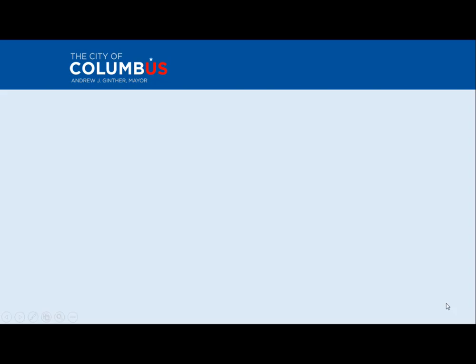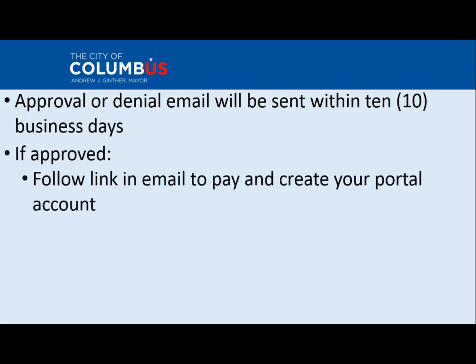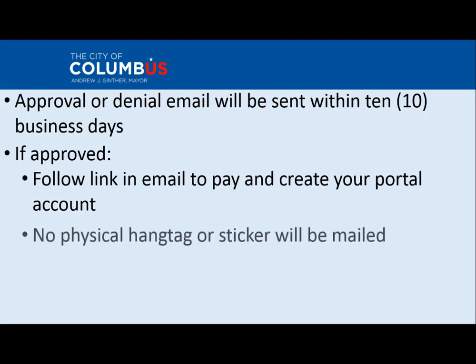What should you expect after you have submitted your application? Please allow for up to 10 days for the Division of Parking Services to review your application. Within those 10 days, you will receive an email notifying you of the Division's decision. If your request is approved, the email you receive will contain a link to pay for your permits and create your customer portal login. Please note, once you have paid for your permits, you will not receive a sticker or a hang tag in the mail.